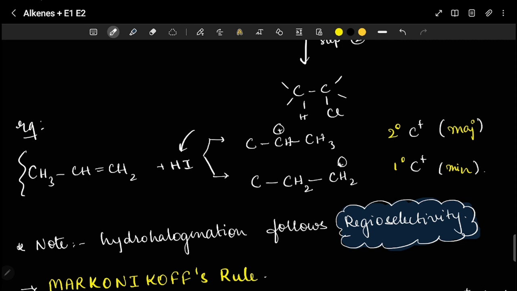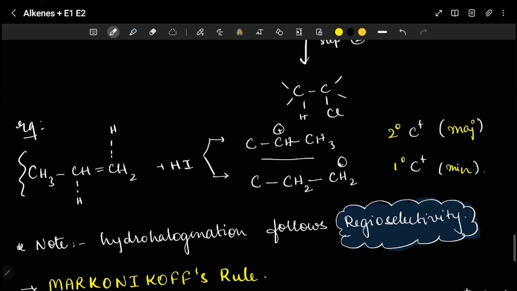When we added HX, what happened? There is a possibility that the hydrogen goes and attacks here, or the hydrogen goes and attacks here. How do you decide between these two, where the hydrogen goes and attacks? So both can be formed.